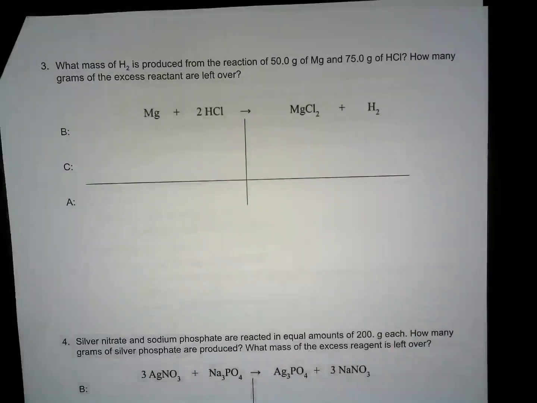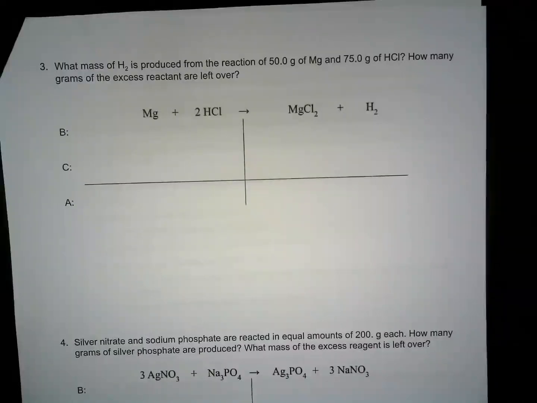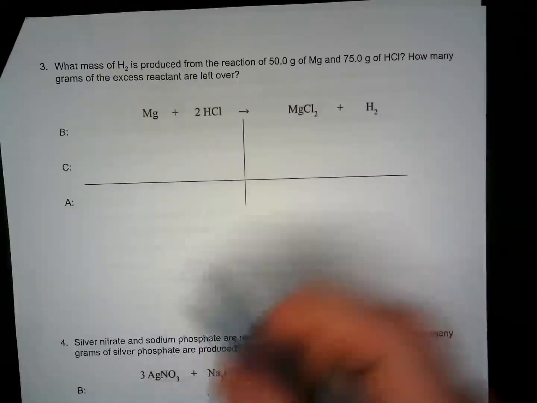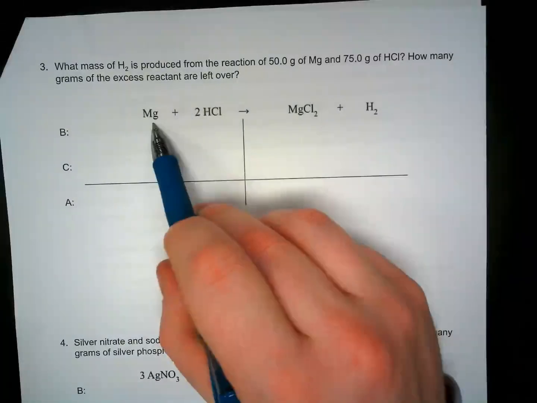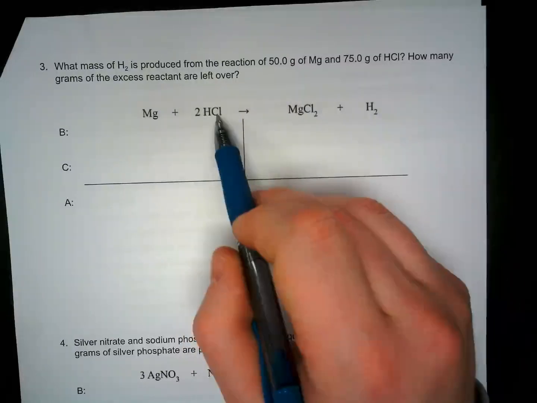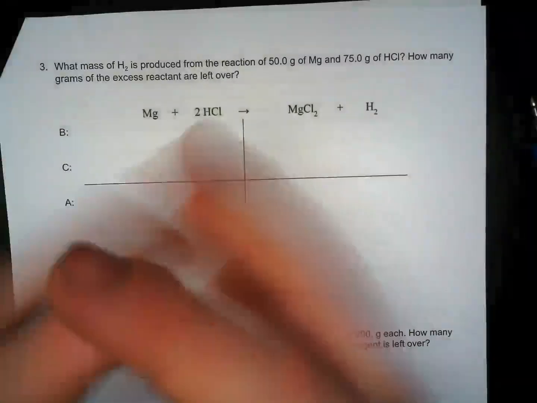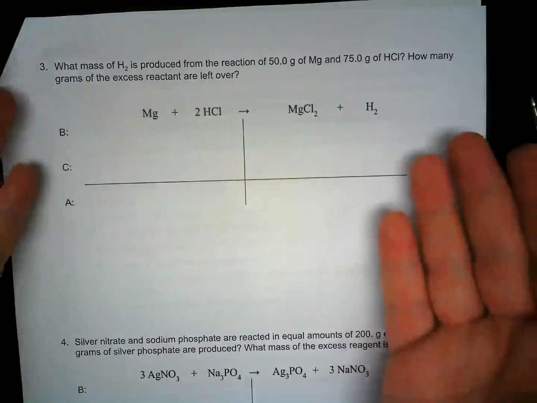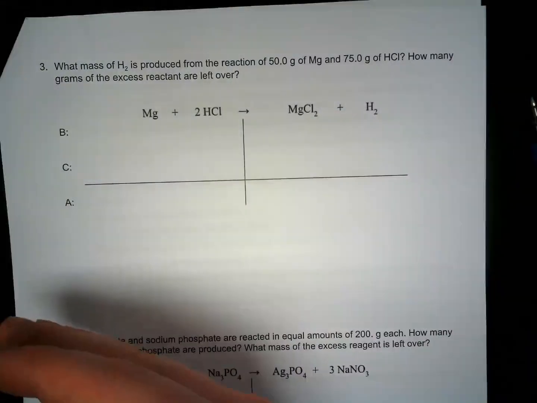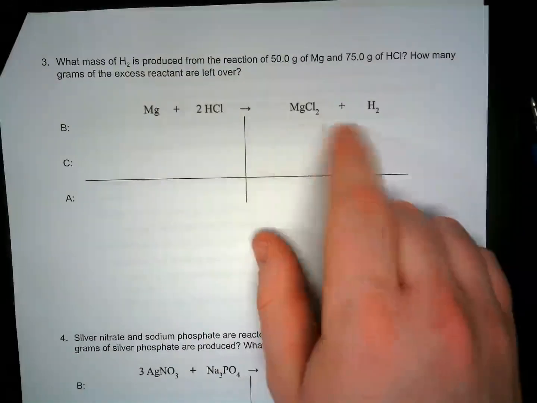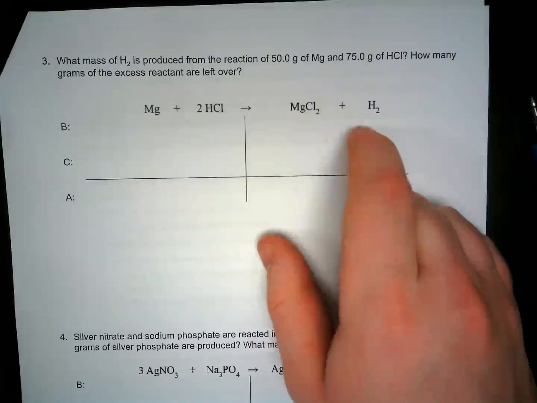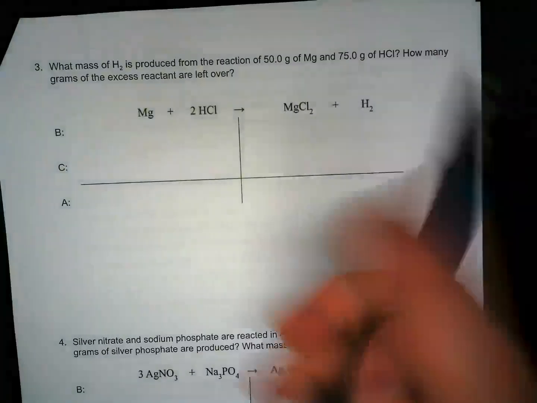So what mass of H2 is produced from the reaction of 50 grams of magnesium and 75 grams of hydrochloric acid? How many grams of the excess reactant are left over? Okay, so what it's asking is, we're starting with 50 grams of magnesium, 75 grams of hydrochloric acid. When we mix all those together, who's going to be our limiting reactant? And based upon how much of that limiting reactant we have, how much of these two will be made? Okay. So let's figure this out.